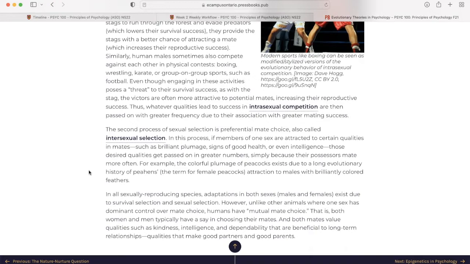with greater mating success. The second process of sexual selection is preferential mate choice, also called intersexual selection. In this process, if members of one sex are attracted to certain qualities in mates, such as brilliant plumage, signs of good health, or even intelligence, those desired qualities get passed on in greater numbers, simply because their possessors mate more often. For example, the colorful plumage of peacocks exists due to a long evolutionary history of peahens, the term for female peacocks, being attracted to males with brilliantly colored feathers.